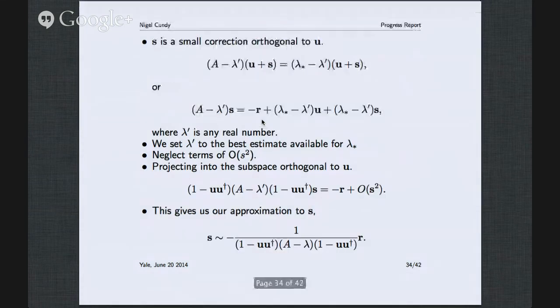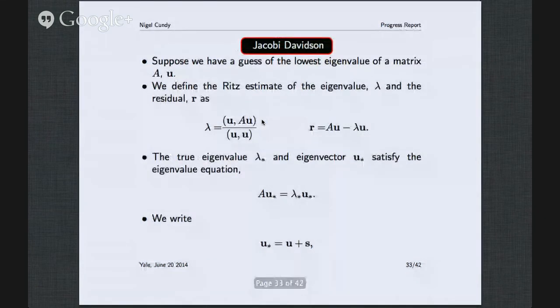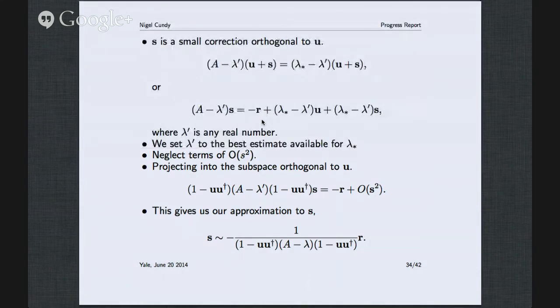The basic idea is that by inverting this operator, A minus lambda, projected into a subspace orthogonal to your eigenvectors, you can create another vector S, which is more or less the correction between the eigenvector you have and your preferred eigenvector. So U star is the exact eigenvector, this is your current guess, S is the correction, and if you neglect terms of order S squared, then S is given by this relation here.